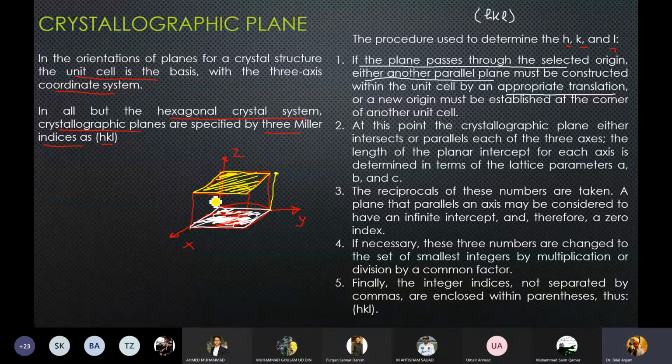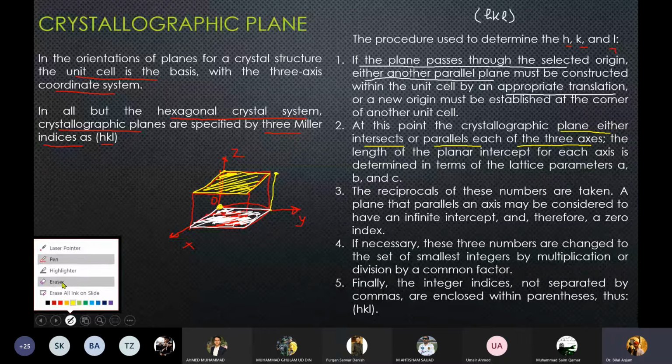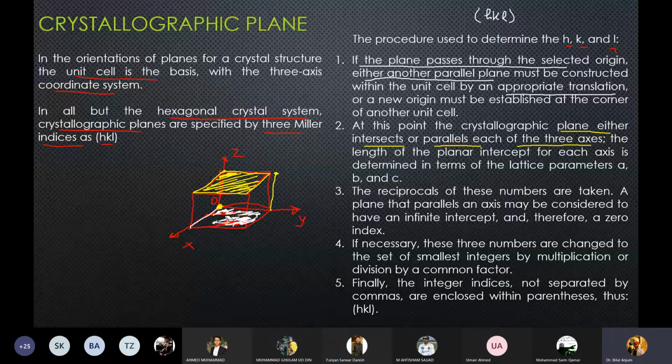Another way is I can change the origin also. I can move the origin. Instead of having the origin at this point, I can have the origin at this point also. But either one of them, so that the plane does not pass through the origin. Once you have made sure that the plane is not passing through the origin, the second thing that you have to do is that the crystallographic plane either intersects or is parallel to each of the three axes. So if I have moved this plane, the yellow plane now, so this is no more the plane.